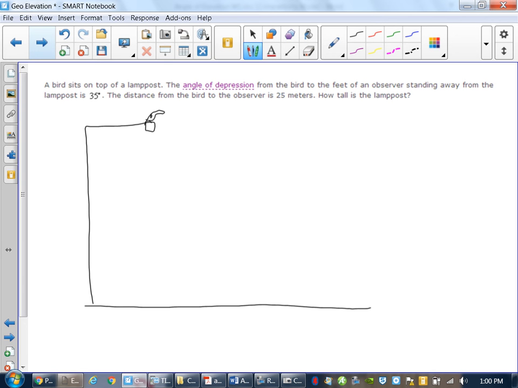The angle of depression from the bird to the feet of an observer.